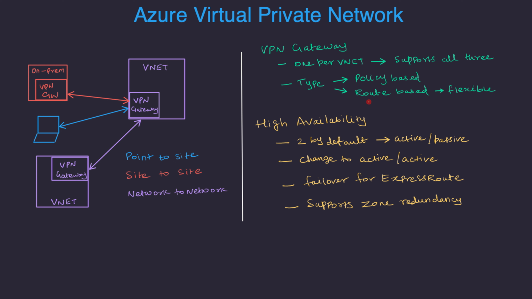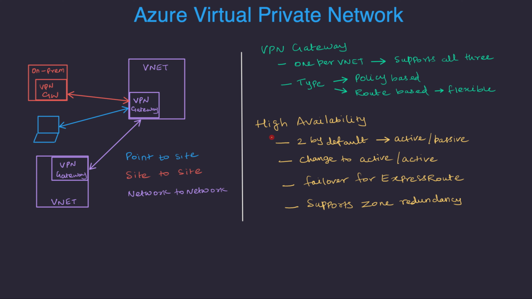Another one is called route based, and this is more flexible, and it is based on a routing table. The routing table could be a static routing table or a dynamic routing table, which means you can change the routing table if your network topology changes. Because of that, route based VPN gateway is more popular, and it is recommended as well if your network topology is subject to change.